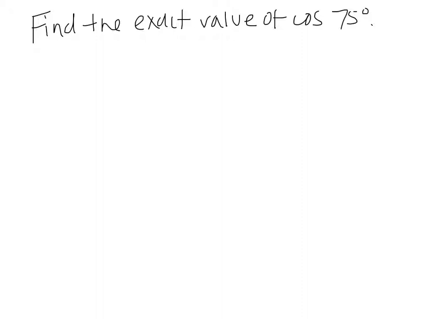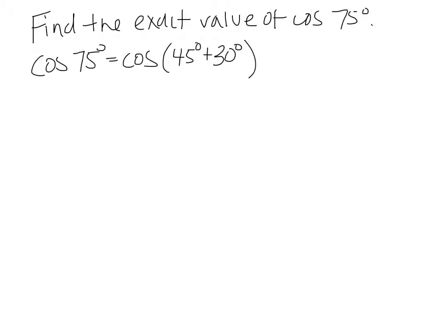Now, what makes 75 degrees difficult to find the exact value? The whole reason I'm changing 75 degrees into 45 plus 30 is because I know those reference angles. I know 45 degrees, I know 30 degrees. I can think about my unit circle and I can answer any of my trig functions for 45 and 30, but I can't answer my trig functions for 75 degrees.